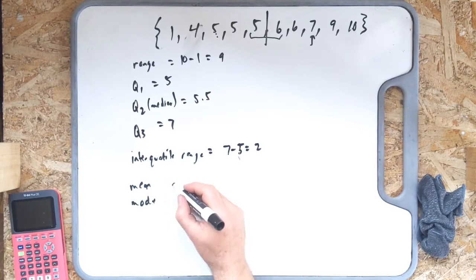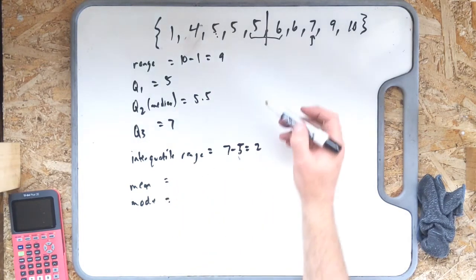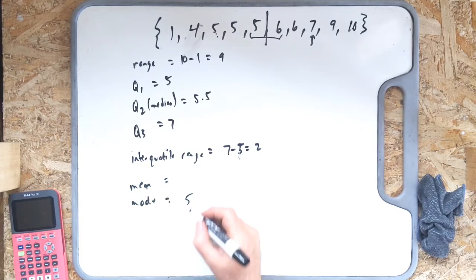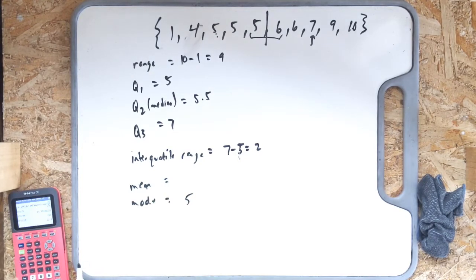The mean, I'm going to have to calculate. The mode I can actually just see. I've got 3 5s, that's it, it's 5. The mean I'm going to have to calculate: 1 plus 4 plus 5 plus 5 plus 5 plus 6 plus 6 plus 7 plus 9 plus 10. And we'll divide that by how many numbers? 10.